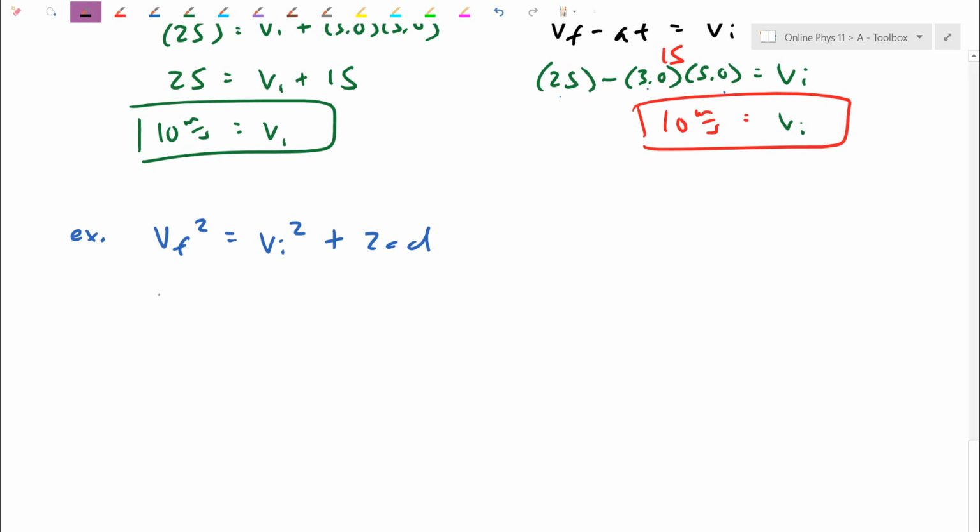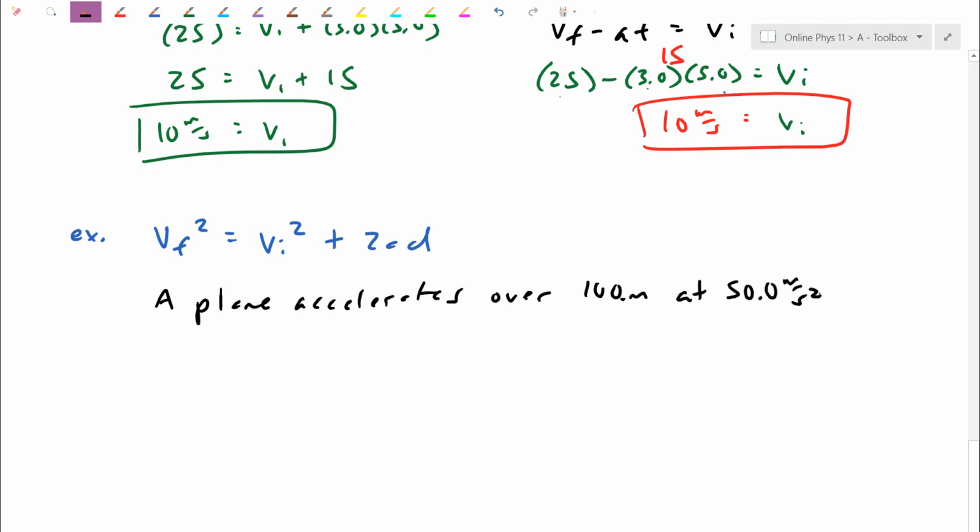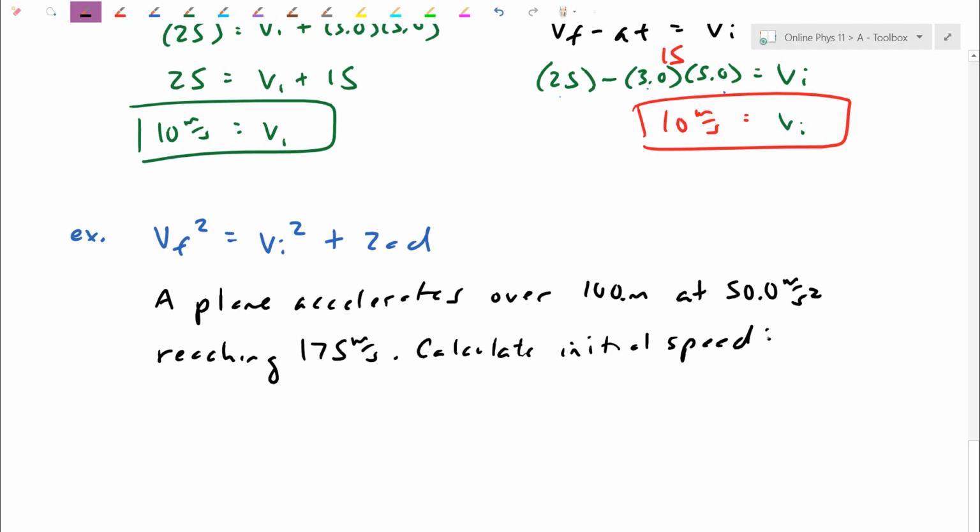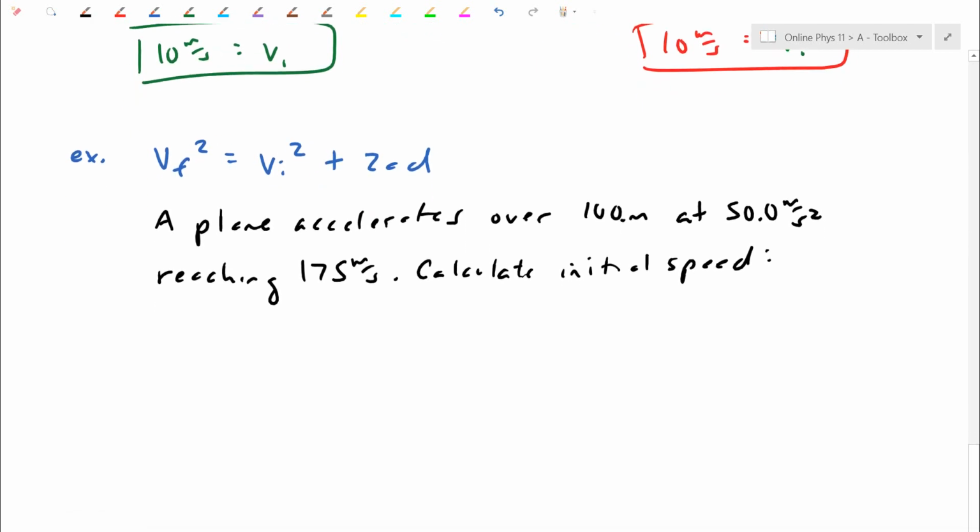So let's start off with our word problem here. A plane accelerates over 100 meters at 50 meters per second squared, reaching 175 meters per second. Calculate the initial speed. So now compare it to the last question here. I'm also looking for initial speed. I'm also looking for VI.